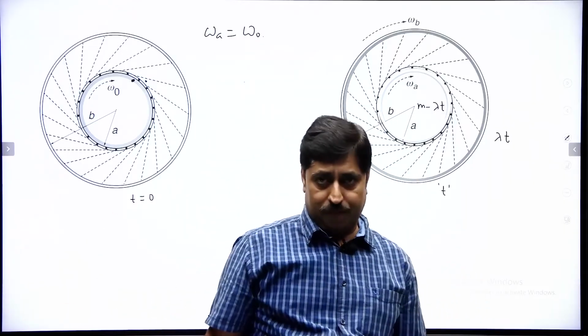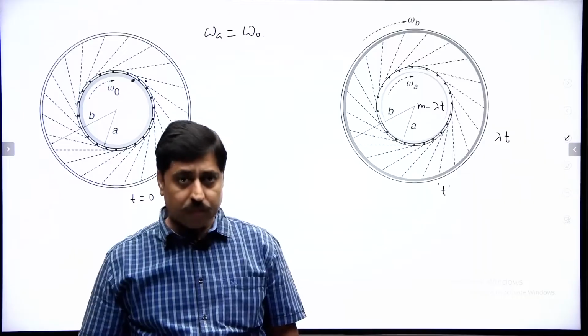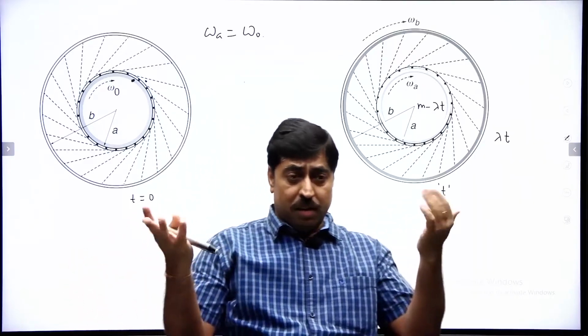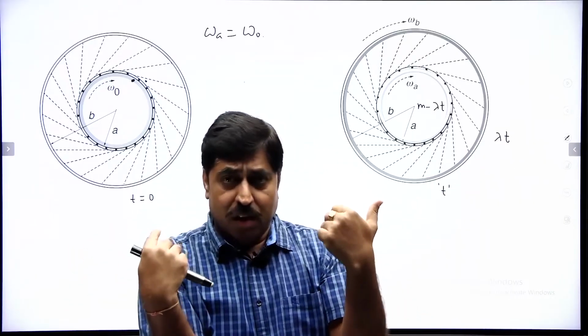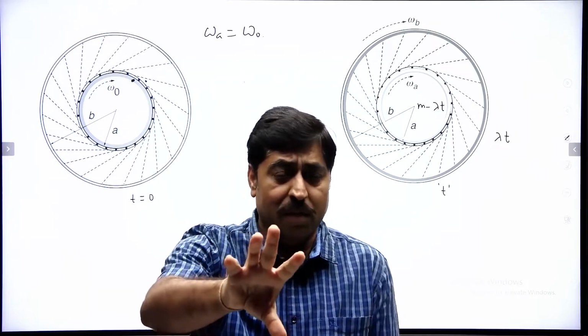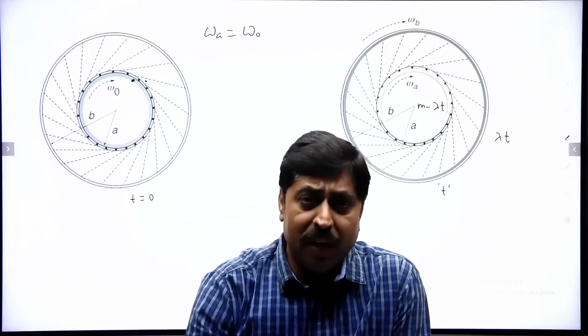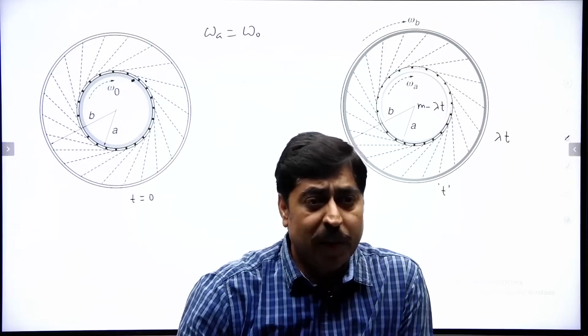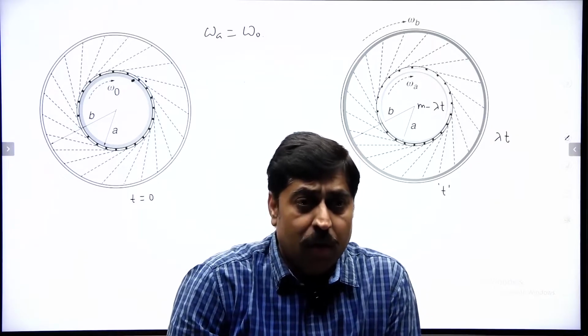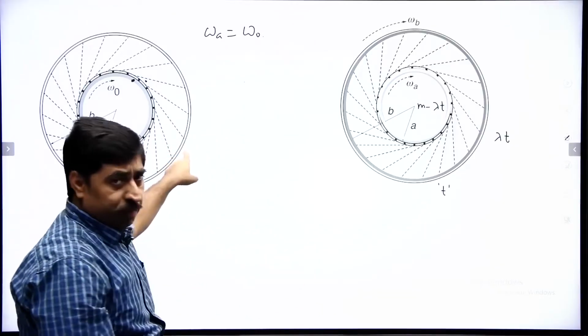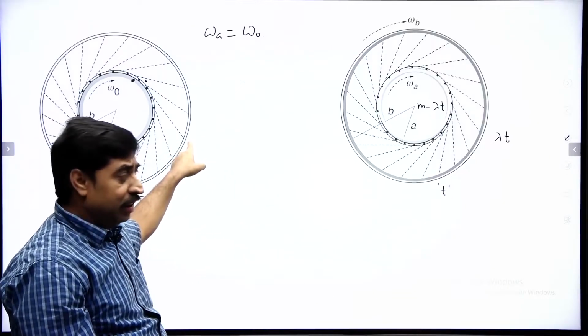What about the outer drum? The outer drum has gained some mass, and those sand particles have landed on the drum, and when landing there, they were having some angular momentum. So there could be some changes here, right?